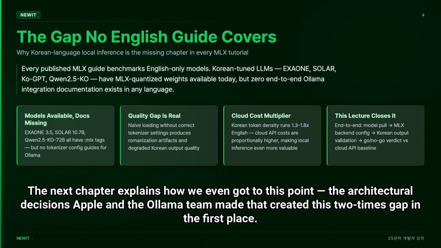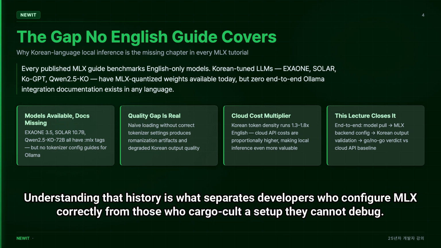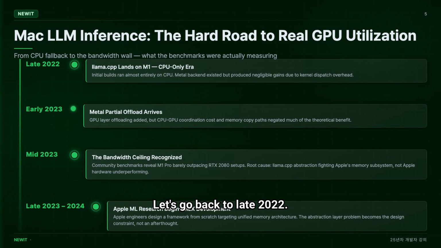The next chapter explains how we even got to this point. The architectural decisions Apple and the Ollama team made that created this 2x gap in the first place. Understanding that history is what separates developers who configure MLX correctly from those who cargo cult a setup they cannot debug. Let's go back to late 2022.